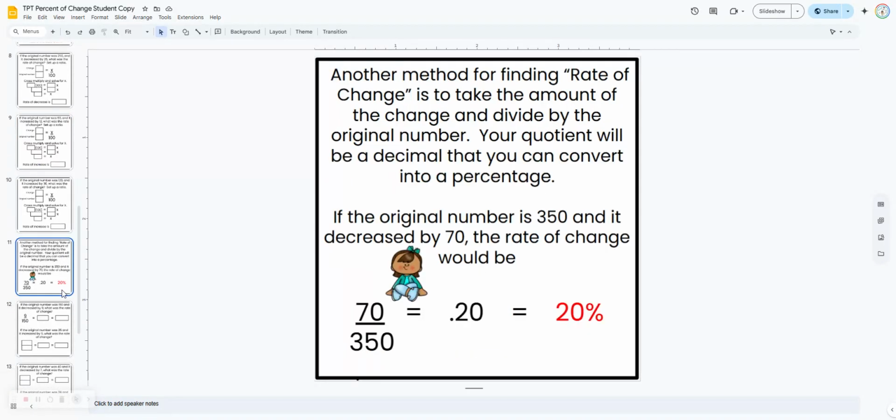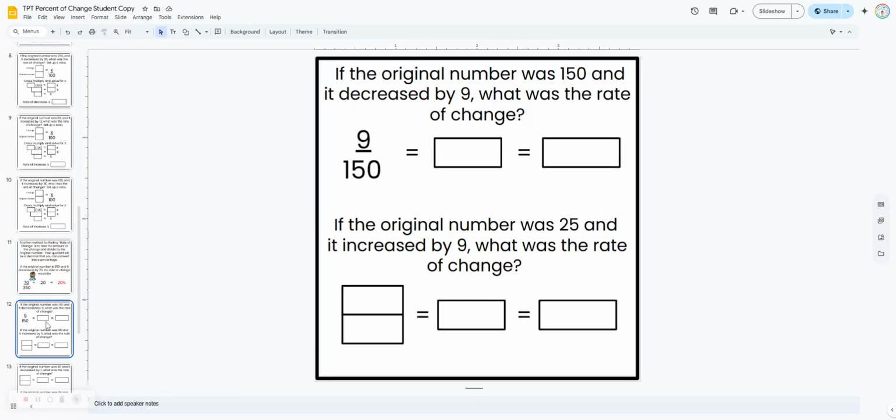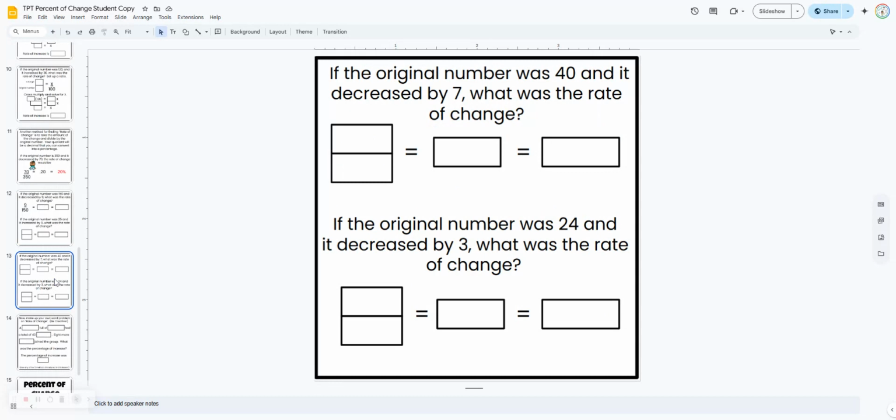And then the final method for finding the rate of change or the percent of change is to take the amount of the change and divide by the original number. That'll give us a decimal answer, which we can convert to a percentage. And they're going to be doing that on the next two slides.